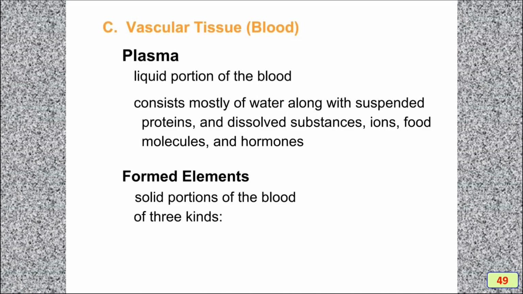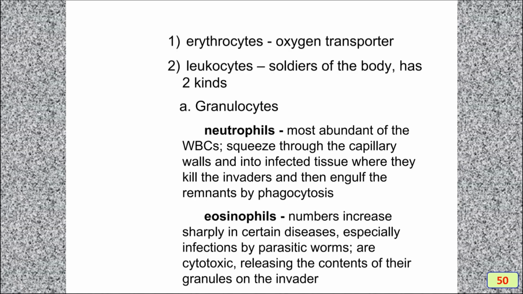Then vascular tissue, number one is the plasma, also called the liquid portion of the blood, and this consists of water along with suspended proteins and dissolved ions, nutrients, molecules and hormones. The formed elements are the solid portions of the blood, of three kinds, namely erythrocytes, leukocytes, and thrombocytes. As you know it very well.